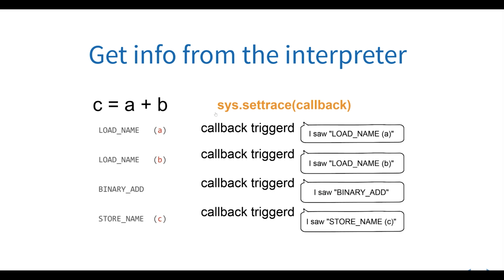So we know what this bytecode does, and how do we use them for debugging? To do that, we use an API called setTrace. What it does is basically you give setTrace a callback, and you can let the callback be triggered every time a bytecode is executed. So here, since there are 4 bytecodes, the callback will be triggered 4 times. So from the callback's perspective, it sees that load name A is called, load name B is called, binary add is called, and store name C is called.